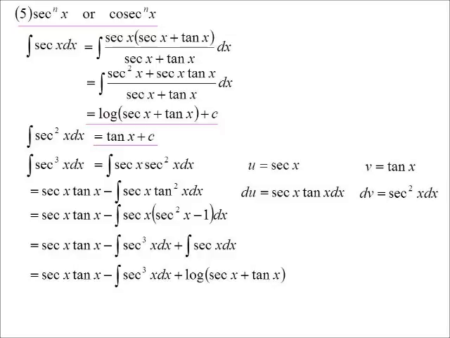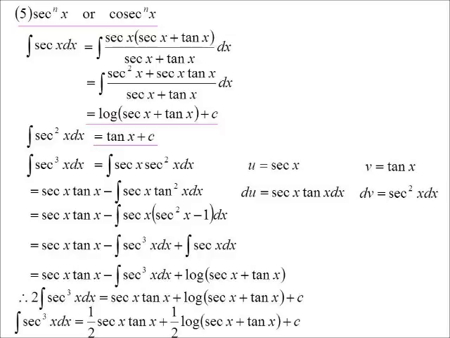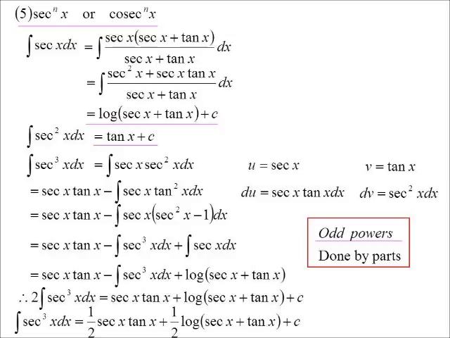Move the integral of sec cubed over. So I now know 2 times the integral of sec cubed is sec tan plus the log of sec plus tan. So we finally have our answer. Divide both sides by 2. It's a half sec tan plus a half log sec plus tan. So if it's sec to an odd power, I'm going to end up using parts in there to do that.